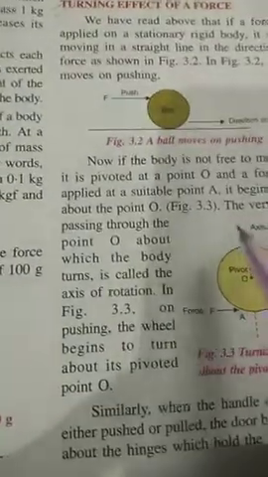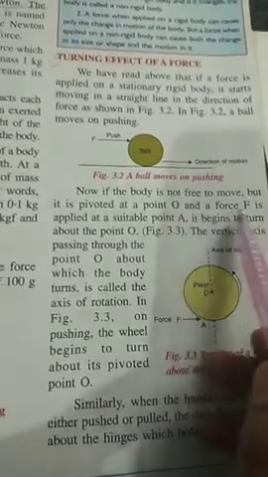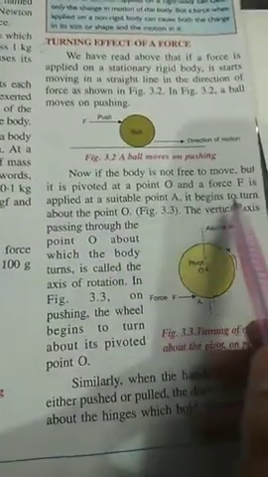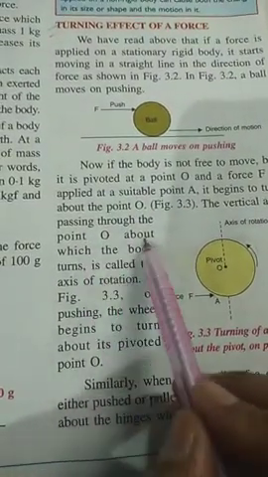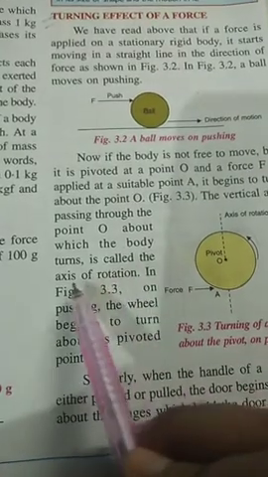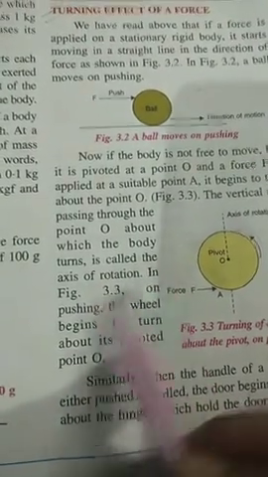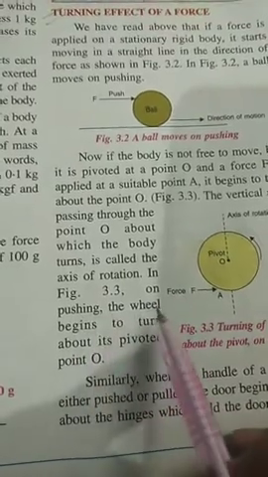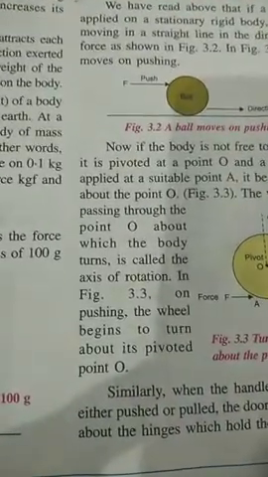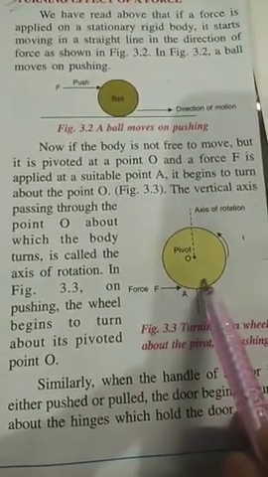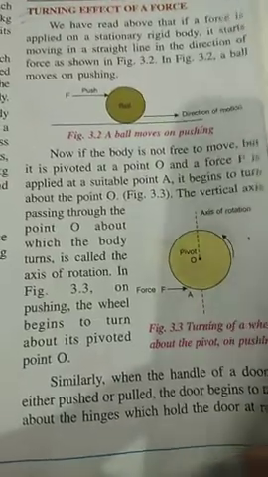You can see in this paragraph it is given about this rotation, and the force is applied to a suitable point O. It begins to turn about a point O. The vertical axis passing through the point O about which the body turns is called the axis of rotation. In figure 3.3, on pushing, the wheel begins to turn about its pivoted point O. Now we have some examples relating to this pivoted point or axis of rotation.